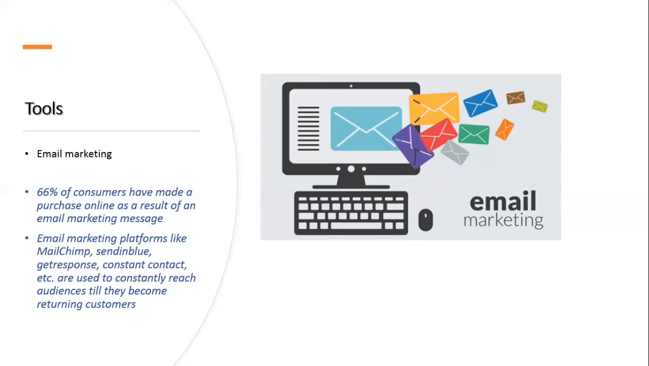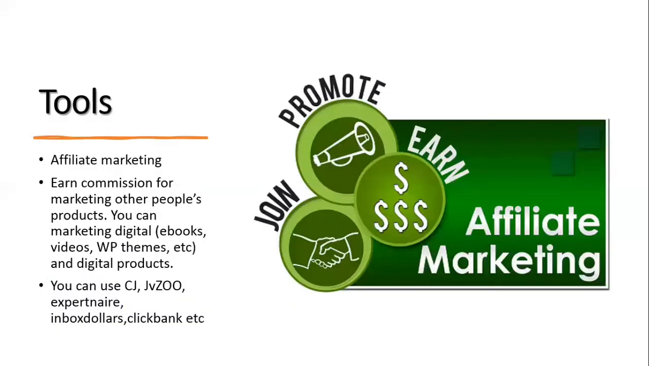I'd like to let you know that platforms like MailChimp, Sendinblue, GetResponse, Constant Contact, and Systeme.io can be used to reach customers consistently. Some of them are paid, some of them are free. At least, a whopping majority of these email marketing platforms allow you to have up to 2,000 contacts, 2,000 email lists that you can continuously reach for free, though they have some limited options there.